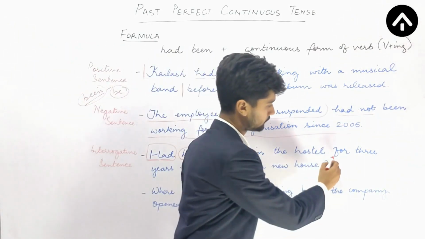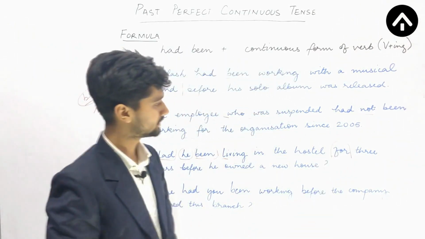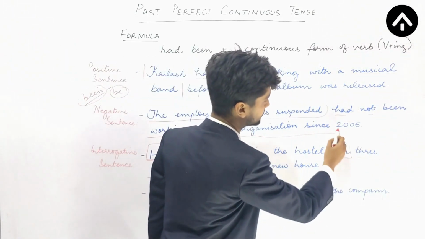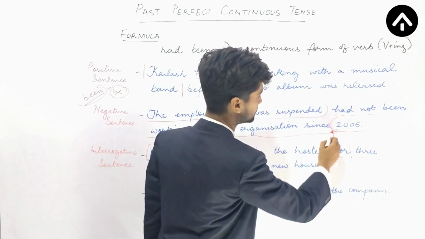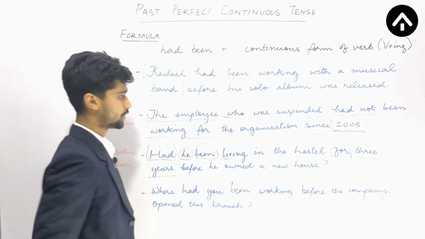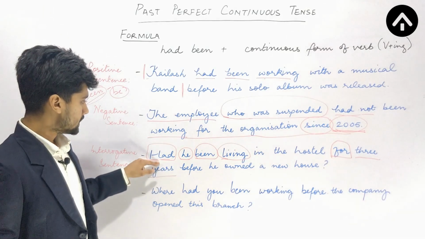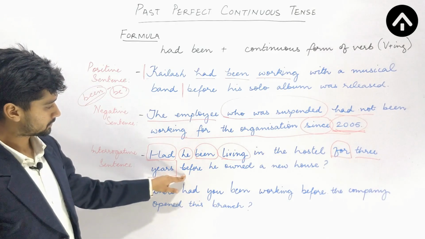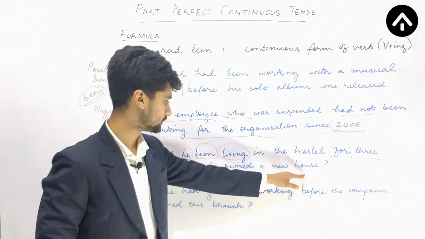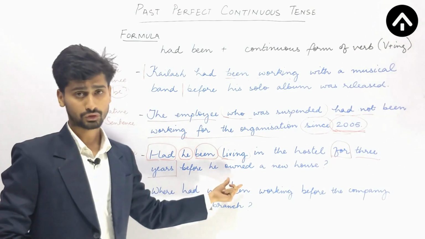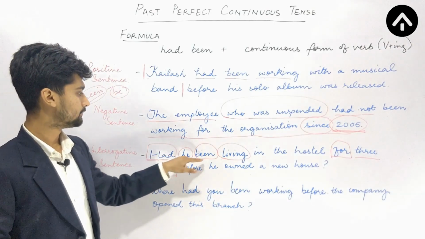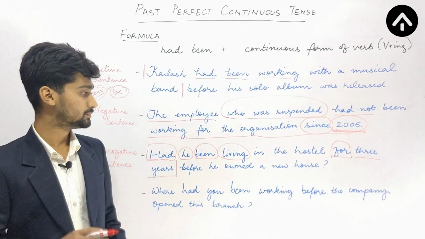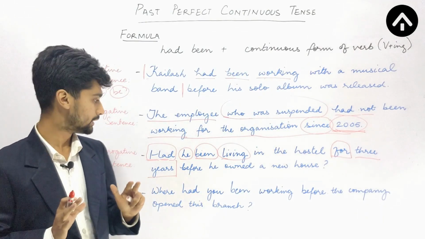Now I am using the word for. So keep it in mind that before the duration we use for, and before the exact timing, exact date, exact year, we use the word since. Okay. Had he been living in the hostel for 3 years? This is the first clause, and second clause begins from here. Before he owned a new house. So this action also took place in past, but the first one shows the past perfect continuous tense. Okay. I'm sure that it is clear to you now.